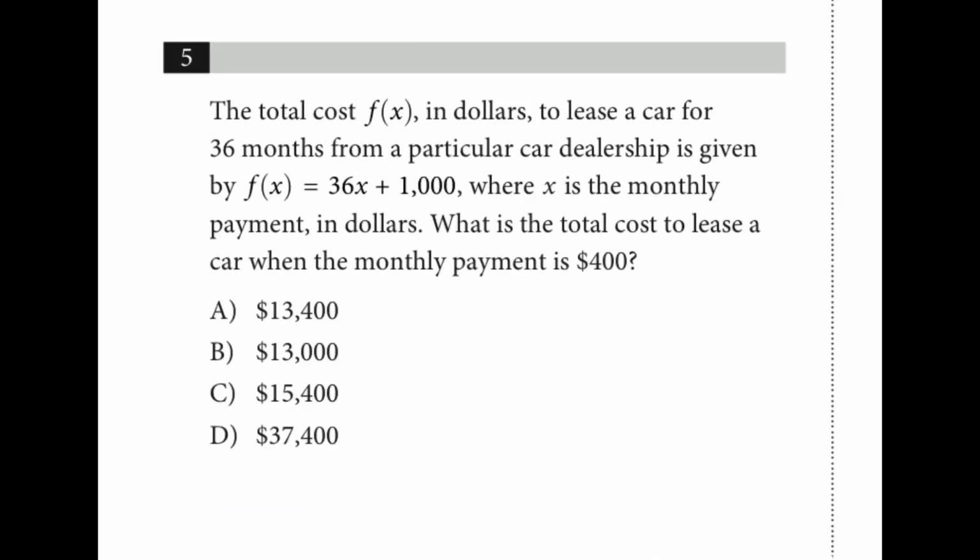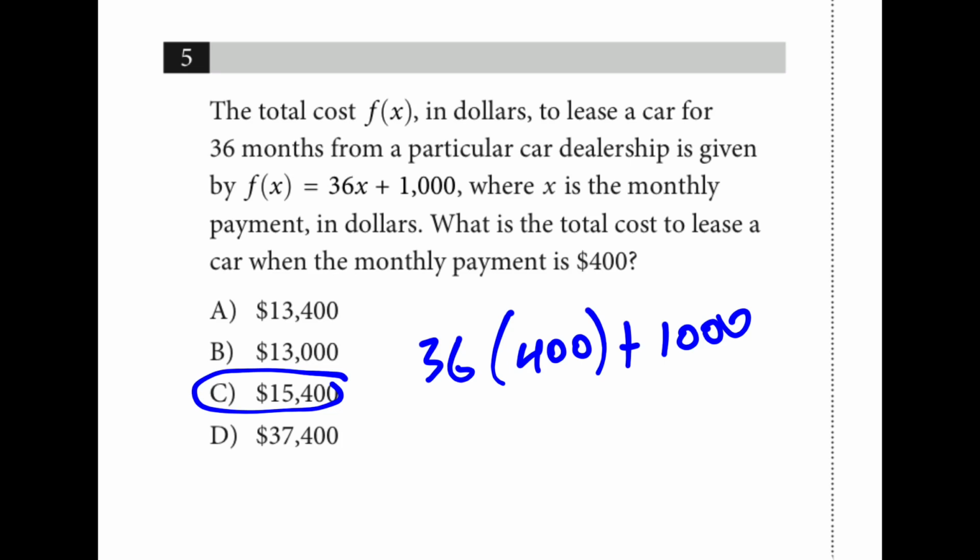The total cost, f of x in dollars, to lease a car for 36 months from a particular car dealership is given by this equation, where x is the monthly payment in dollars. What is the total cost to lease a car when the monthly payment is $400? So that is 36 times 400 plus 1,000. If you do that multiplication and addition, you get 15,400.